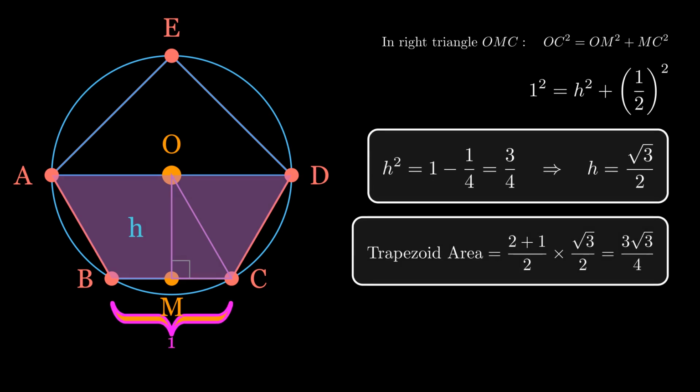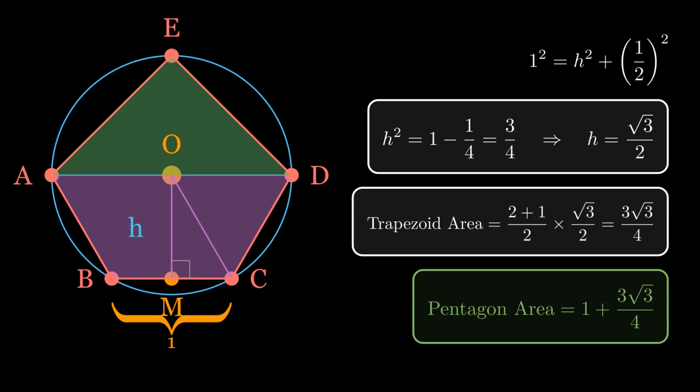Trapezoid area is 3 over 2 times square root of 3 over 2 equals 3 square root of 3 over 4. Adding triangle and trapezoid areas gives 1 plus 3 square root of 3 over 4. This is our final answer, the area of pentagon ABCDE inscribed in the unit circle.